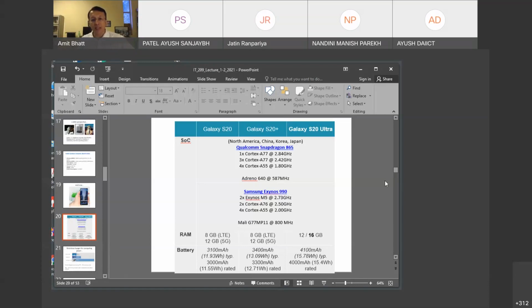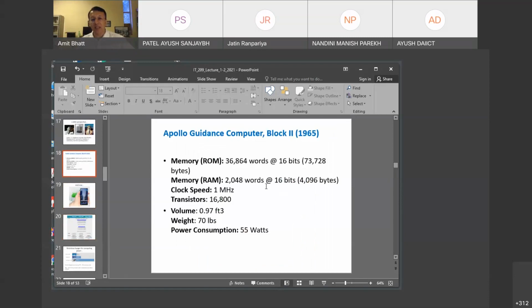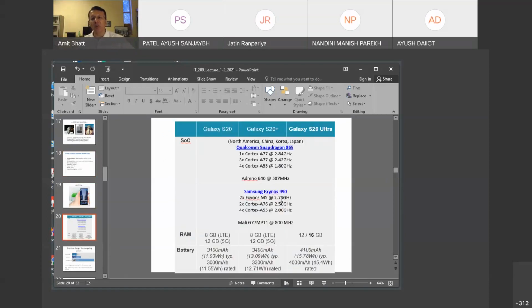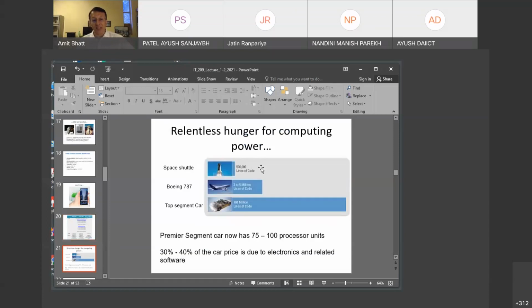So this is where we have come. This is where we were in '69. So you can imagine in 50, 60 years, we have done something which is truly amazing, and no other field in human history has gone through so many changes as the processor or computer architecture or, in general, computing science. Now look at this. Apart from this, there is a relentless hunger for computing power.